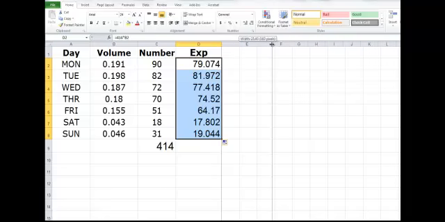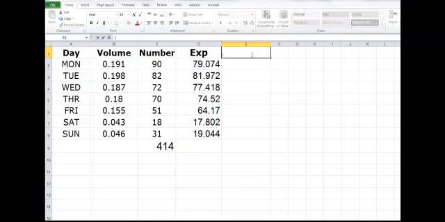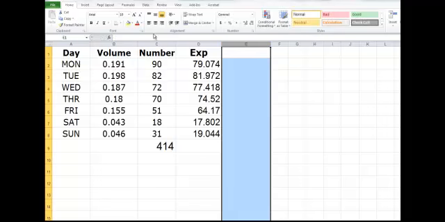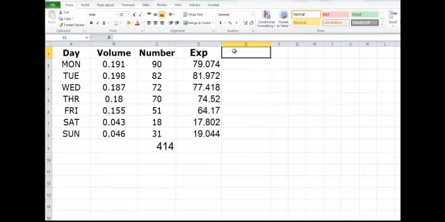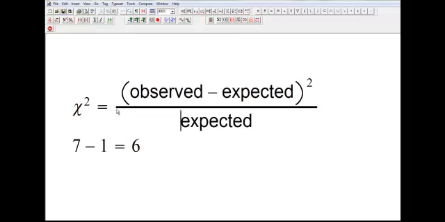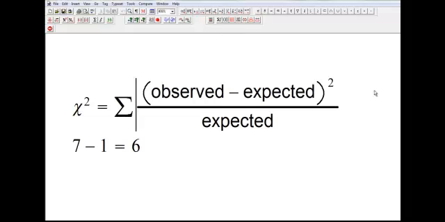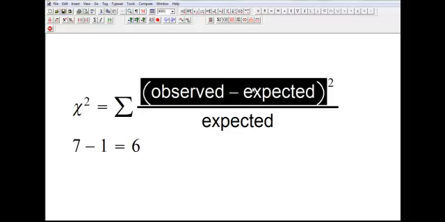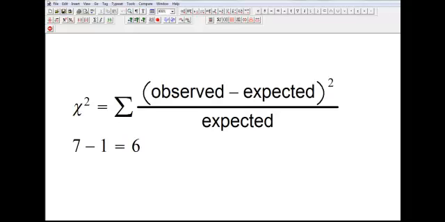Now what do we need? We need the observed minus the expected. So we will have observed minus expected. Actually, remember this, I forgot the summation sign here. I'm so sorry. Yes, we need to add all these up. So we will have the sum of observed minus expected squared, divided by expected.